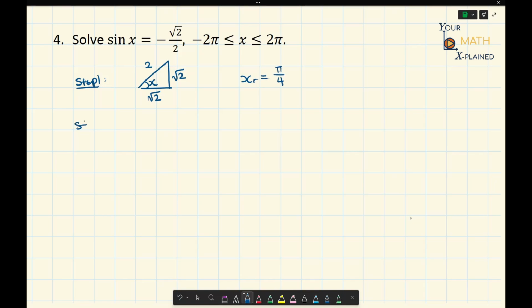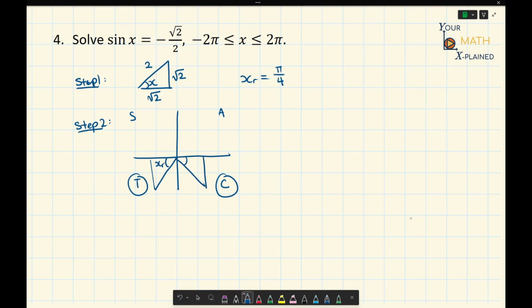Now step 2, we're going to draw our quadrants. Put in our A, S, T, and C. And then looking at the ratio, we can see that we want to pick quadrants where sine is negative. So that's going to be quadrant 3 and 4. Go ahead and draw the reference angle in these two quadrants. So they're going to look something like this.